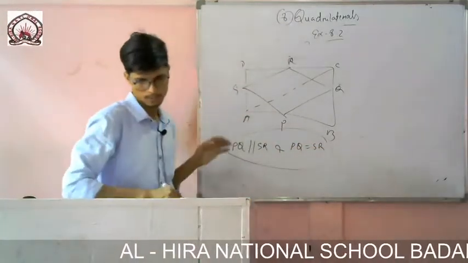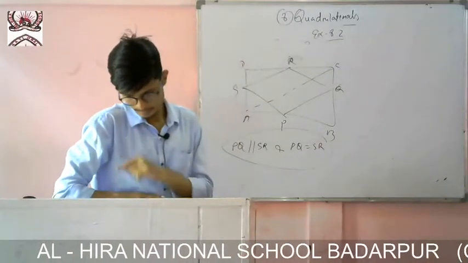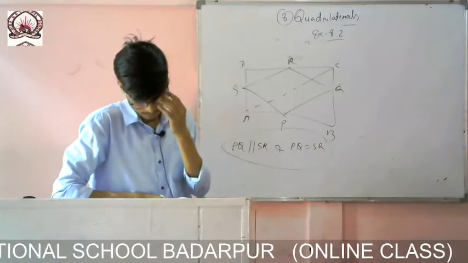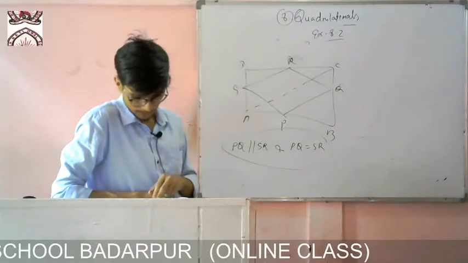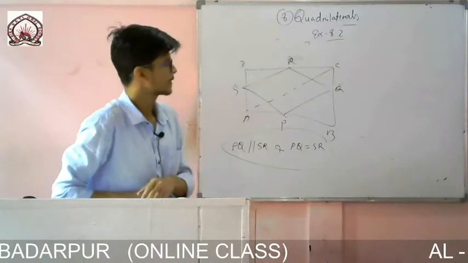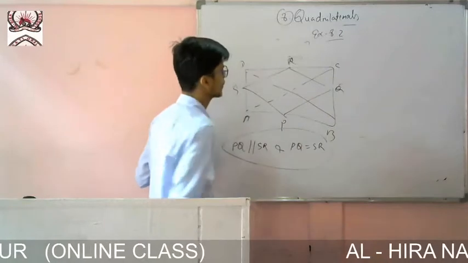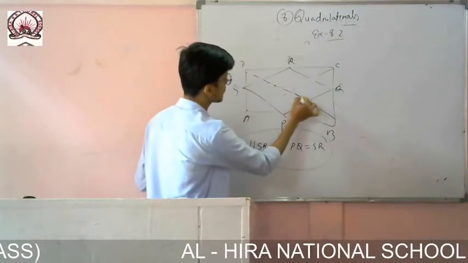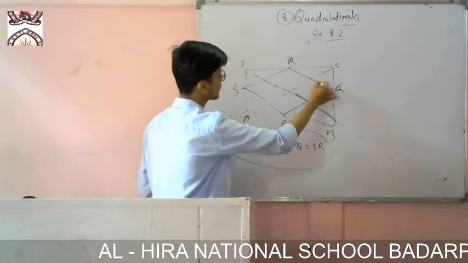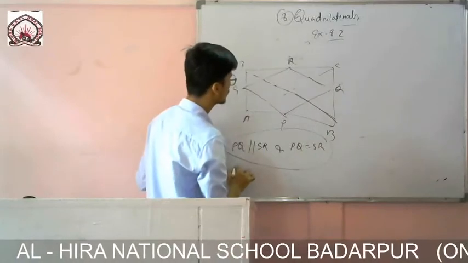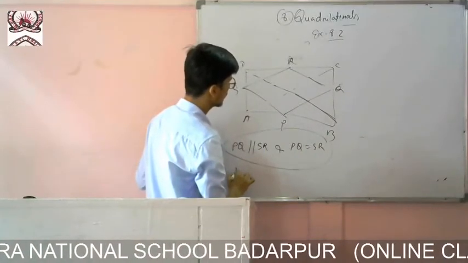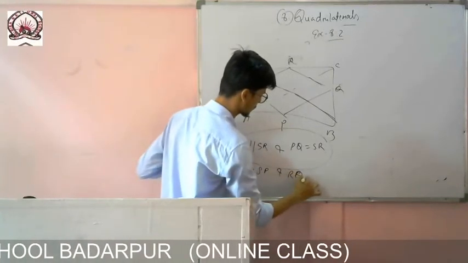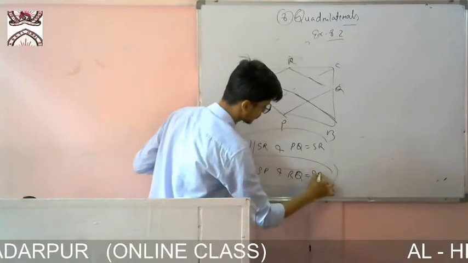After that, I have to show that quadrilateral PQRS is a rhombus. So up to this much, PQ is parallel to SR. Similarly, if I join these other two sides, then for these two sides also it will be parallel. So I will get RQ parallel to SP and RQ equal to SP. So equation number 2 also will be this one.